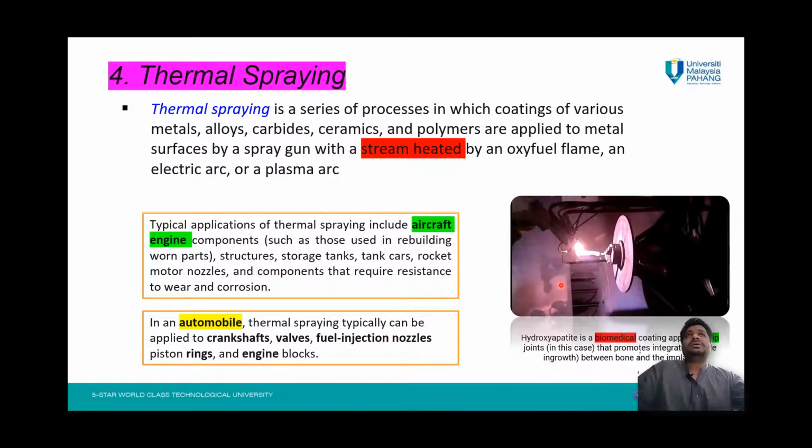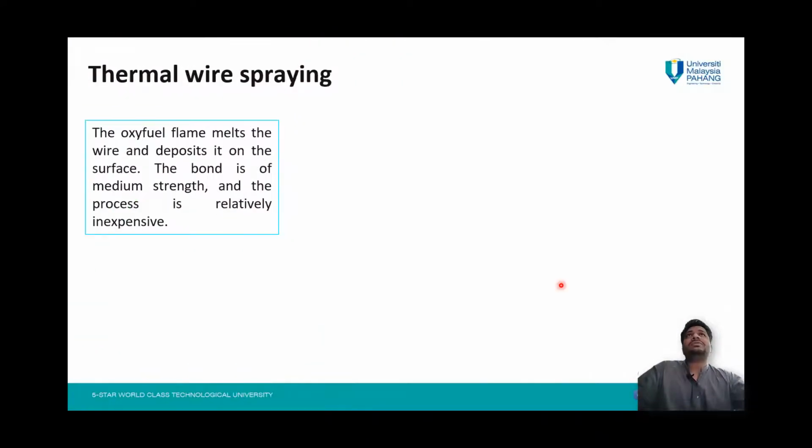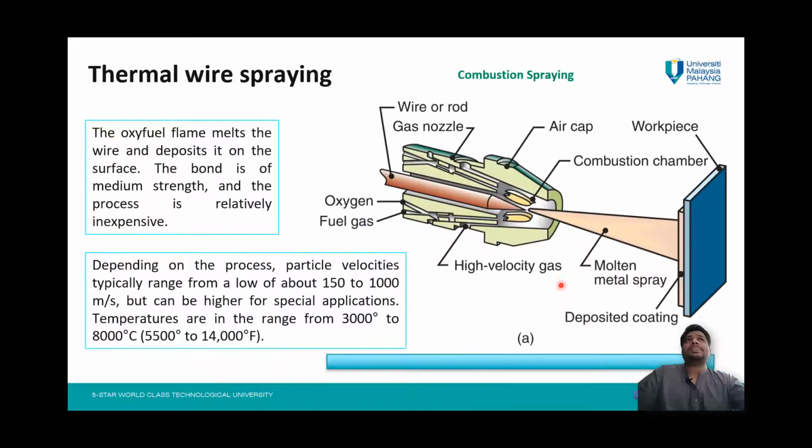So let's take a look at the first technique, which is the combustion type. Here we've got an example of thermal wire spray. Here you've got your wire. This is the material that you want to deposit. That wire is going through a combustion chamber, and you've got a high velocity gas, with oxygen and fuel coming in.